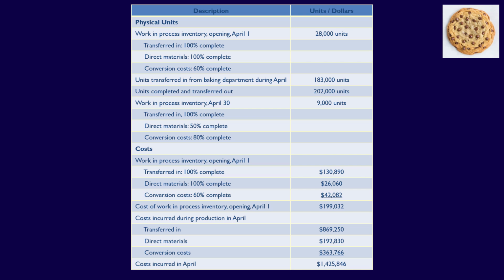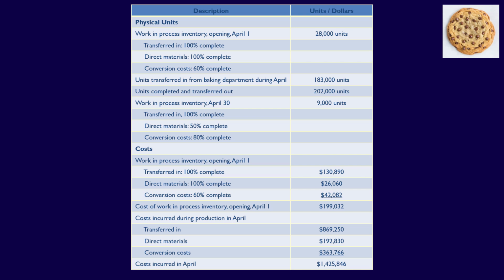Costs. Work in process inventory opening April 1st. Transferred in 100% complete, $130,890. Direct materials 100% complete, $26,060. Conversion costs 60% complete, $42,082. Cost of work in process inventory opening April 1st is $130,890, $26,060, $42,082 for a total of $199,032.